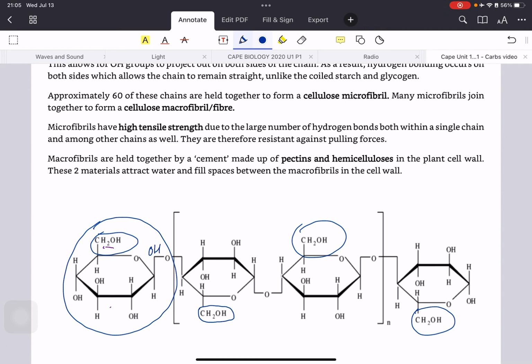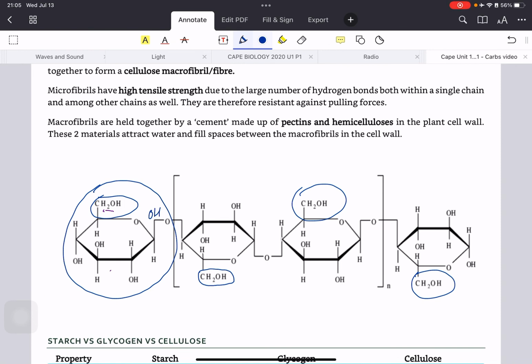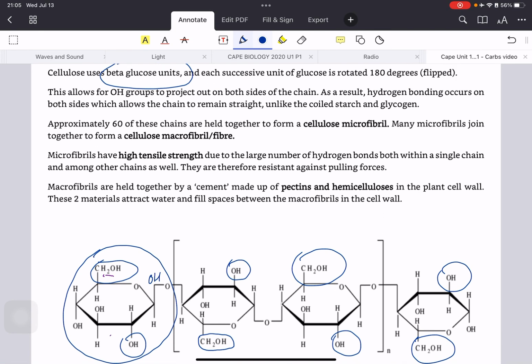And what this does is it puts OH groups on both sides of the chain. So in comparison to your amylose, which had OH groups on only one side and started to form a helix, because you have OH groups on both sides, they will attract each other and have strong bonds on both sides of the chain, forming a very strong fiber that has a high tensile strength. So many hydrogen bonds give it a high tensile strength.